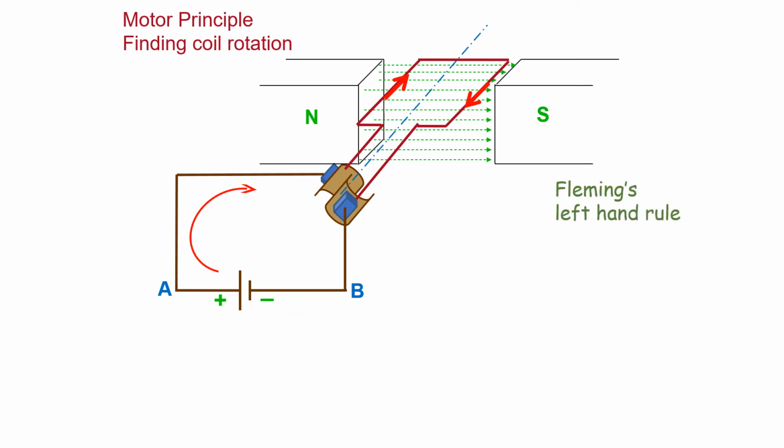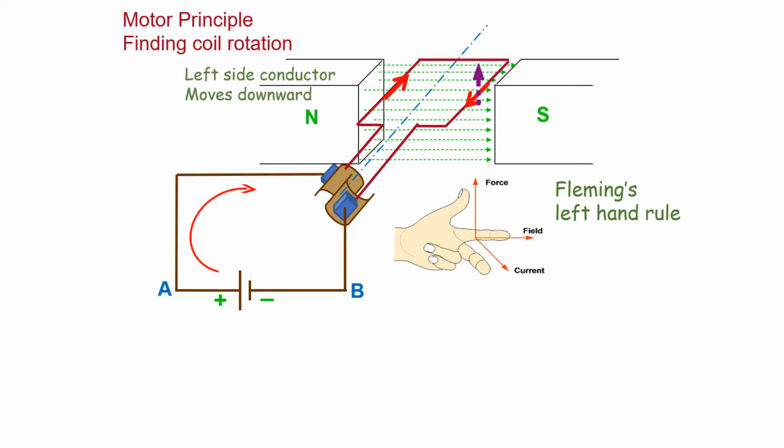Apply now the Fleming's left hand rule to the right coil side. Show the first finger in the field direction, the second finger outward in the current direction. The thumb, which shows the force, is stretched upward. So the force acted on the right coil side is upwards. Apply the Fleming's left hand rule to the left side conductor. It moves downwards. As the right coil side is going up, left coil side is coming down. The coil rotates anti-clockwise.